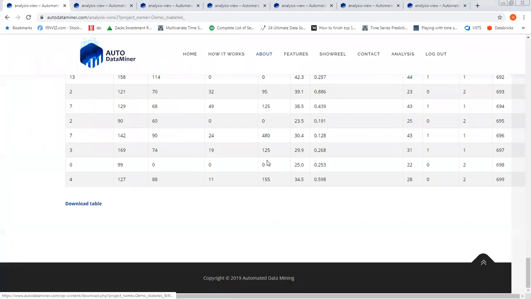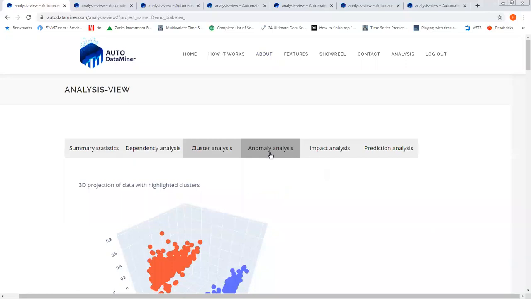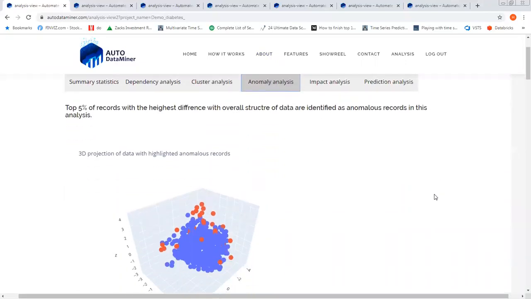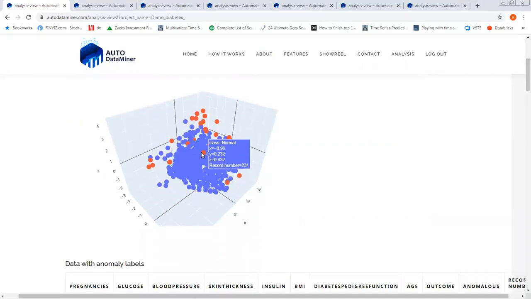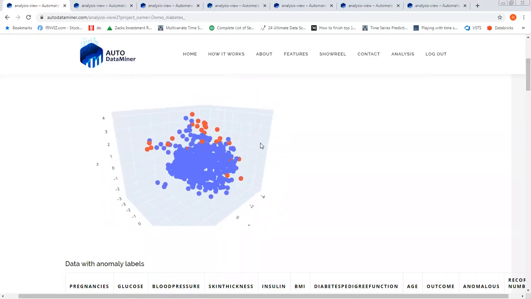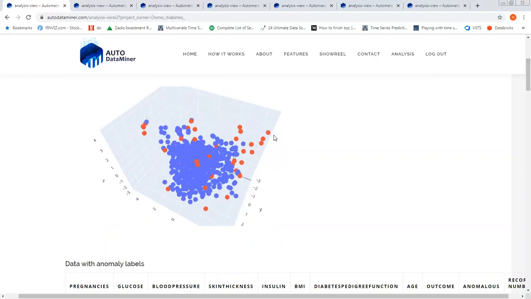Anyway, let's go back to the dashboard. The fourth analysis is anomaly analysis. In this analysis, what happens? The system considers the top 5% of records with the highest difference from the overall structure of the data as anomalies. You can see here again the data set is projected into a three-dimensional space, and these red dots are anomalous records. And again, you can see, for example, this is record number 5, and then you can go to the data set and see why.